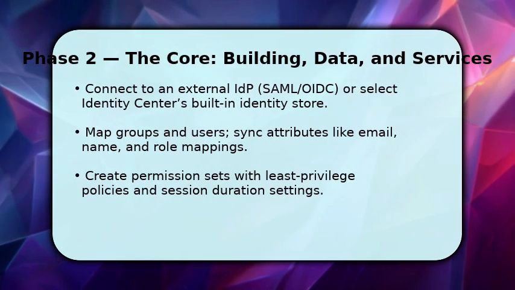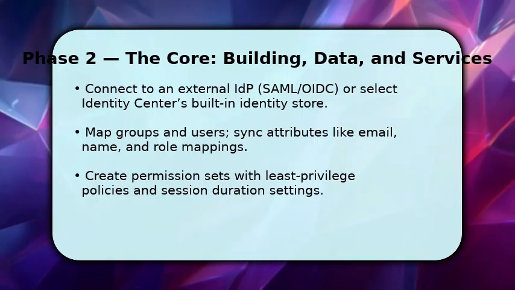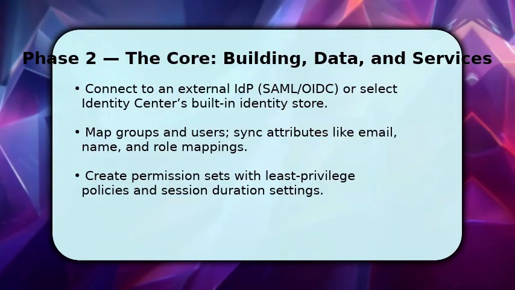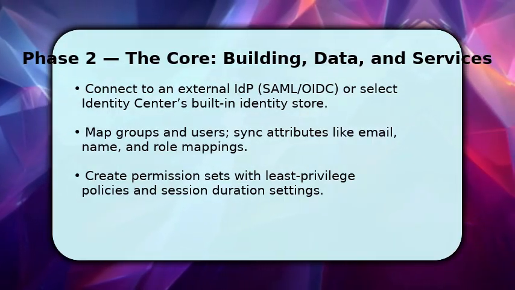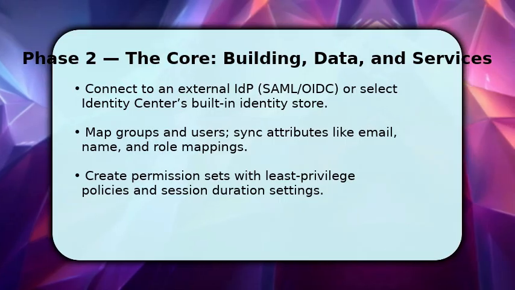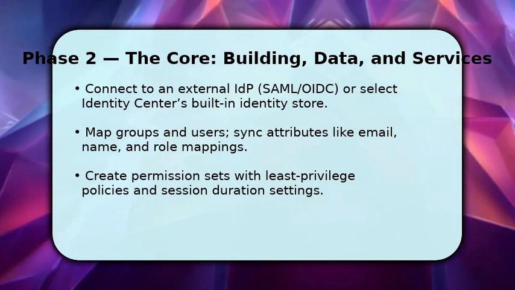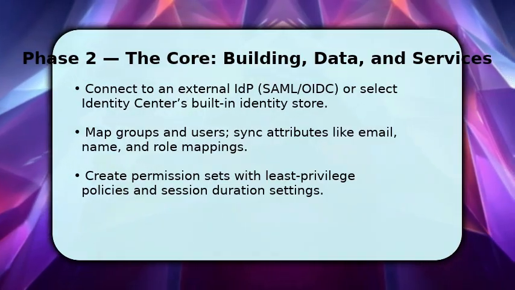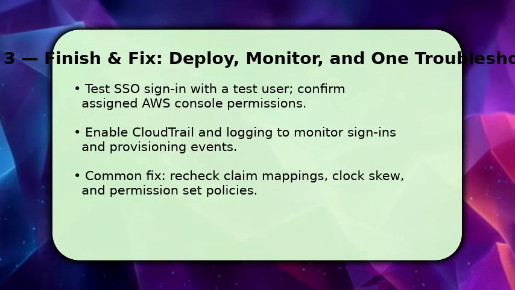You now integrate your identity source and define access. If using an external IDP, follow SAML or OIDC setup steps, exchange metadata, and confirm assertion attributes. Email and group claims are essential. If using the built-in store, create users and groups directly. Then create permission sets. Attach least privilege policies, set session durations, and enable managed policies as needed. Once configured, assign users or groups to AWS accounts using those permission sets, and run a test sign-in to validate access. Finish by validating and activating your Identity Center deployment.